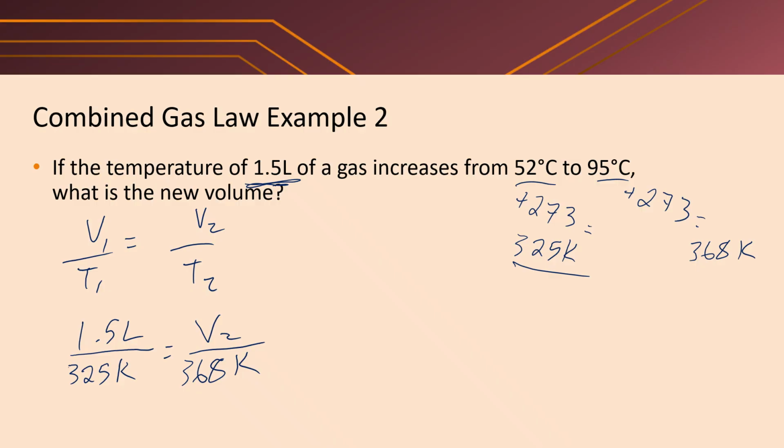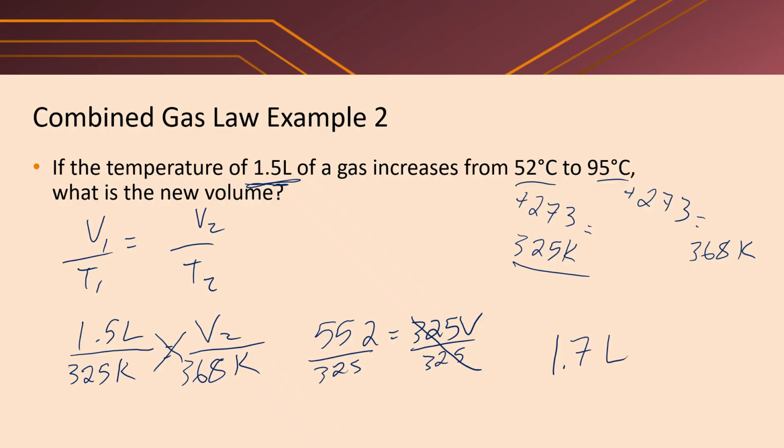The easiest way, I think, to solve this is to cross multiply. So 1.5 times 368 says 552 is equal to 325 V. And to get V by itself, I divide both sides by 325. And with 2 sig figs, I get that my volume is 1.7 liters is my new volume.